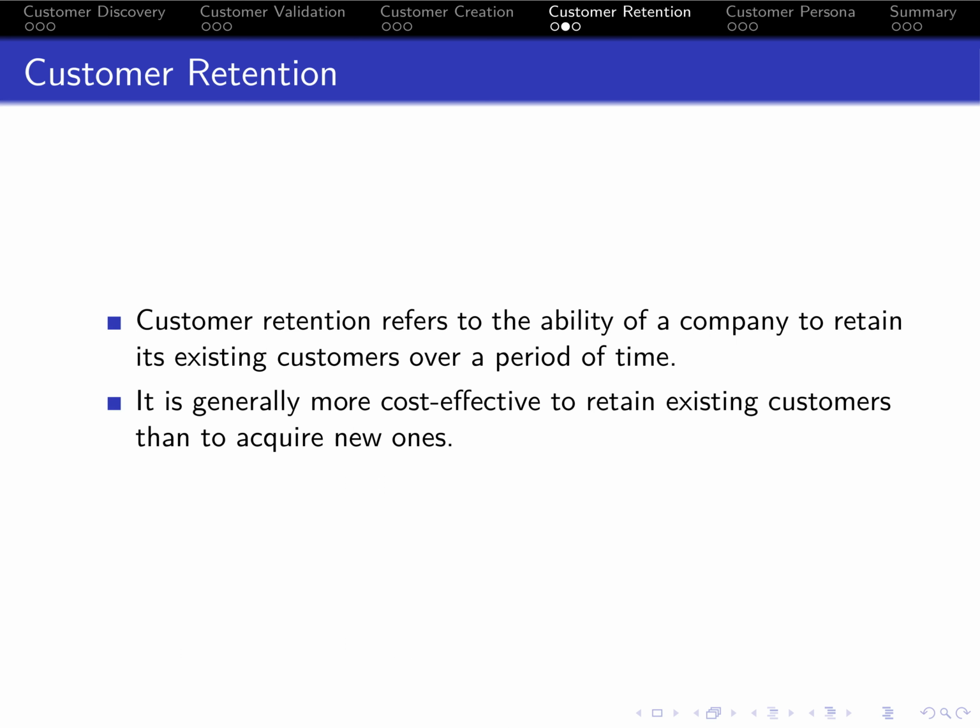sales and profitability. To enhance customer retention, businesses can implement strategies like providing excellent customer service, offering loyalty programs, and personalized marketing campaigns. By prioritizing the retention of existing customers, companies can establish long-term relationships and cultivate a loyal customer base that contributes to sustainable growth and success.